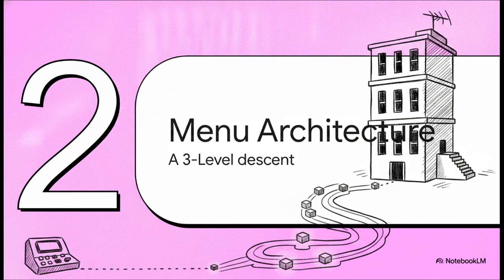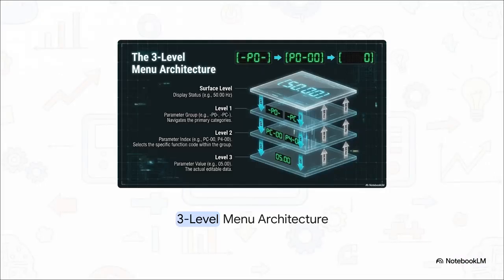Moving right along to part 2, the 3-level menu architecture. I love this spatial metaphor because it makes so much sense. Imagine the system like a multi-story building. The surface level, where you see your running frequency like 50.00 Hz, is the roof. Pressing enter takes you down to level 1, the floor, which houses your parameter groups like P0 or PC. From there, you descend to level 2, which is like picking a specific room on that floor, say PC00. And finally, you take one last step down to level 3, opening the safe inside that room to reveal the actual editable parameter data like 05.00.